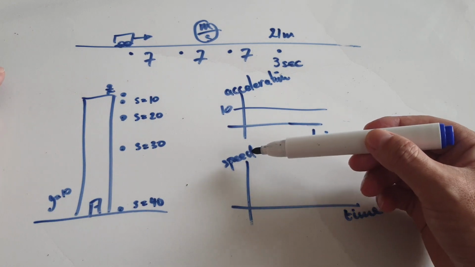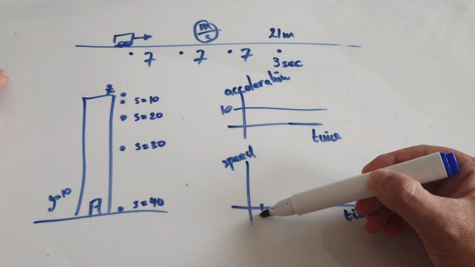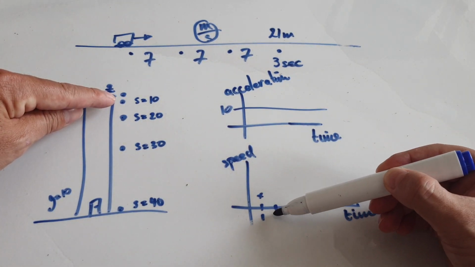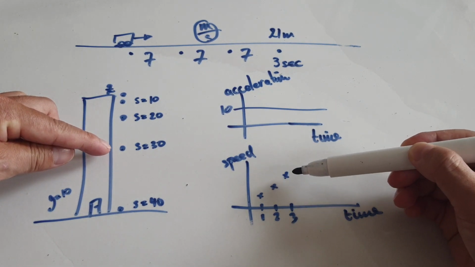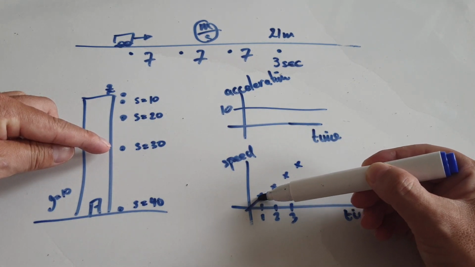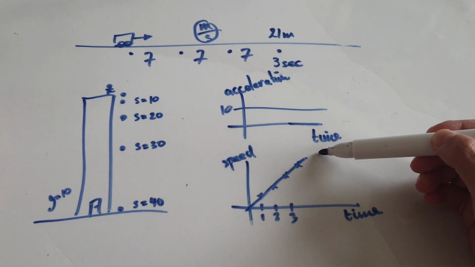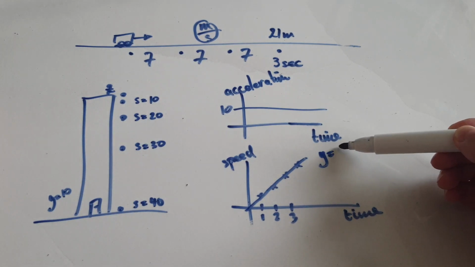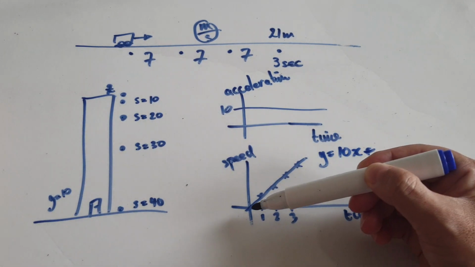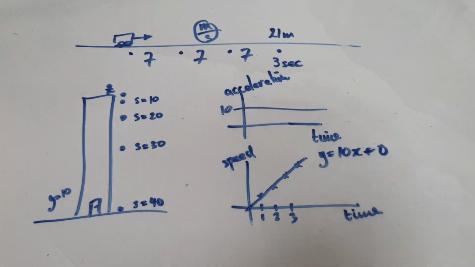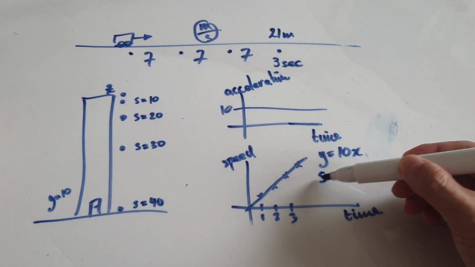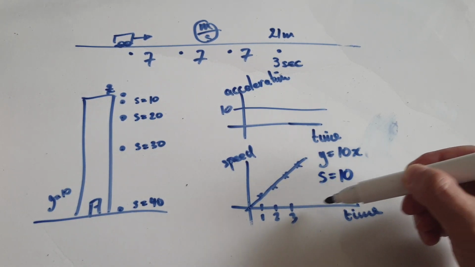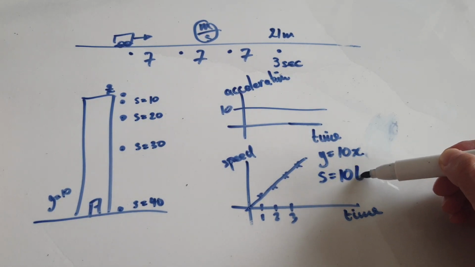Now when you plot the speed-time graph, at 1 second the speed is 10, at 2 seconds the speed will be 20, at 3 seconds, 30, 40, and so on. So your graph will look like this. And the equation here is y equals 10x plus c, where c is the intercept. The intercept is 0. But the y-axis represents speed, so speed equals 10, and the x-axis represents time. So the speed is given by this.